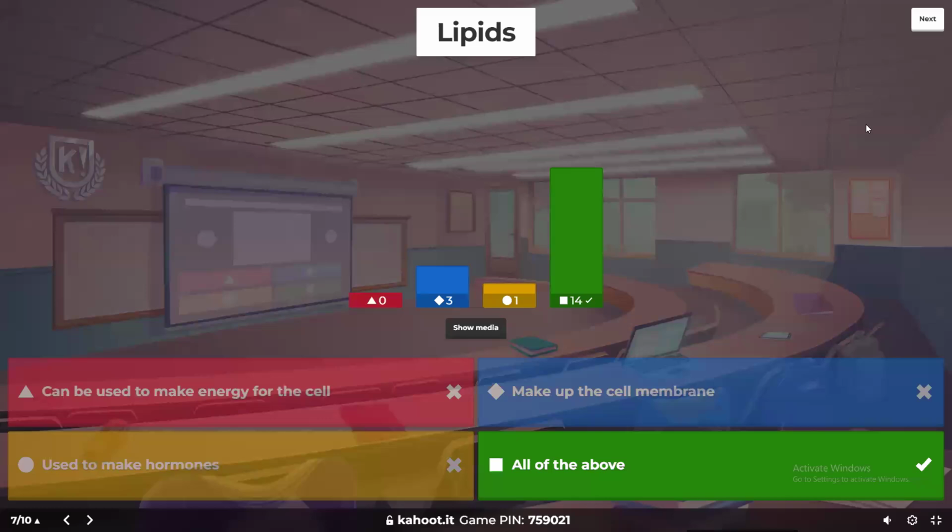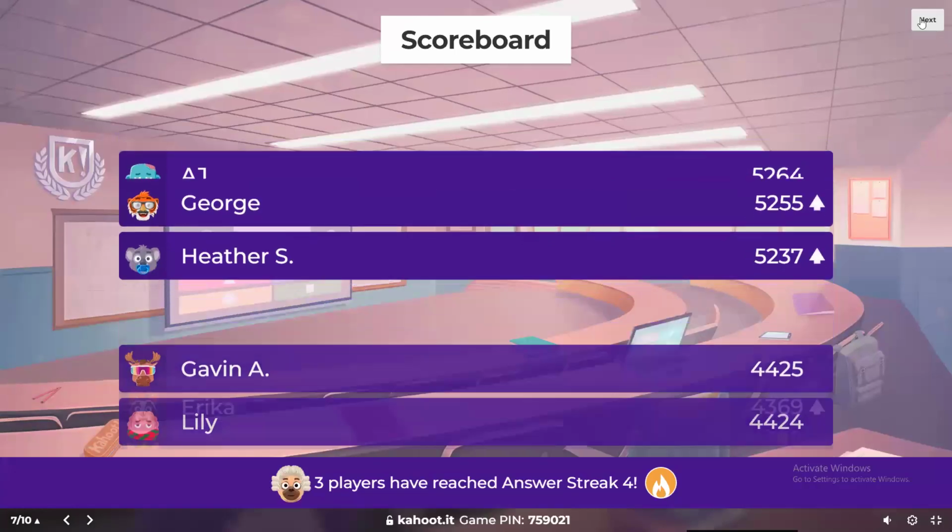All right, so lipids, they can be used to make energy for the cell. We know this because your body stores fat literally for that purpose, like later on. It can be used to make hormones. That's what we talk about with the sterols. And it can be used to make the cell membrane, like our phospholipids. So good job, you guys got that one, all of the above.